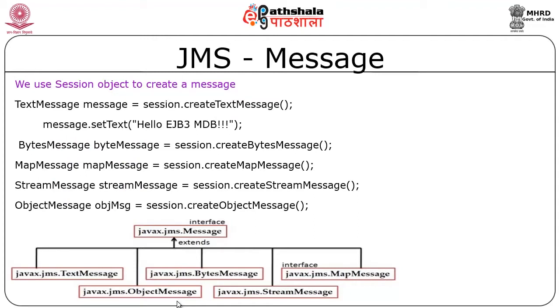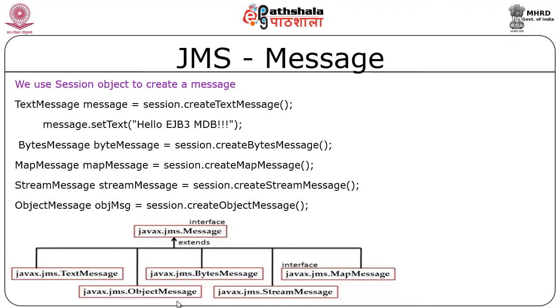Earlier we have seen how to create a session object. From the session object we are going to create a message. That is, the message belongs to text message. The text message has been created from the session object. So, we are seeing that session dot create text message, the instance has been given to the handle message. In that message handle we are setting the text as hello EJB3 MDB. So, this is the way in which we can create a text message.